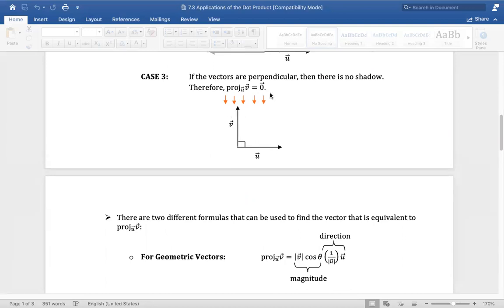Okay. Now, technically, if you wanted to be very precise, if you had a vector here, you might have literally a dot, but a dot is not a vector, so you still have a 0 vector, right? But basically we can just say that there's no shadow.